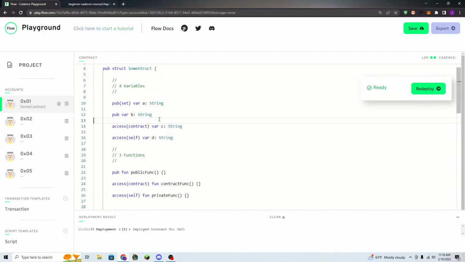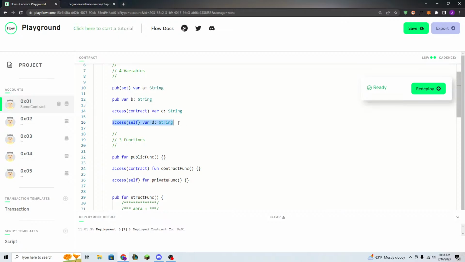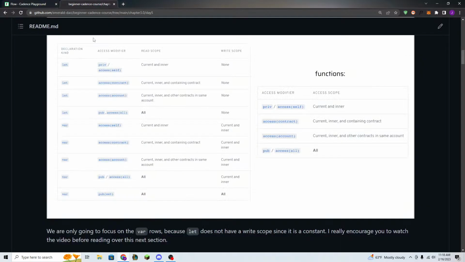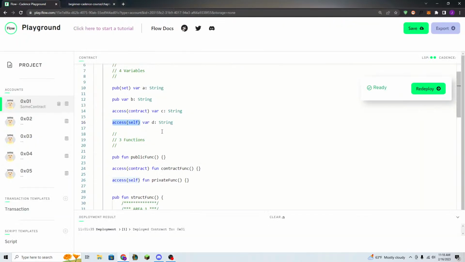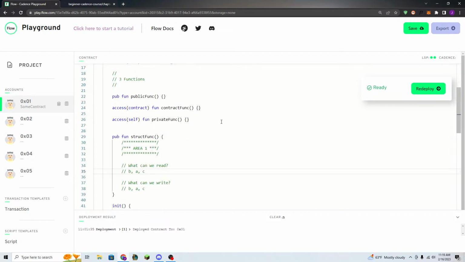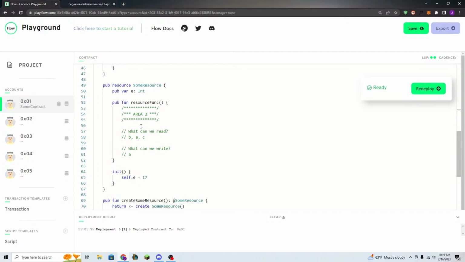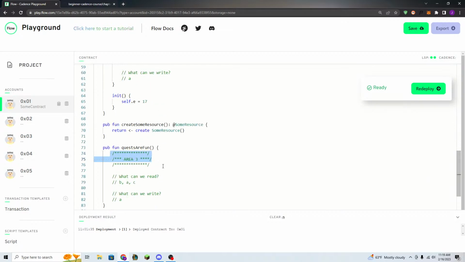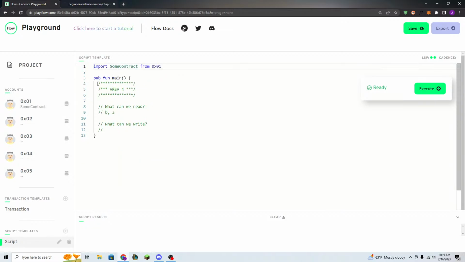Okay, so this is access self. Let's test this one out. So the read scope is current and inner, and the write scope is current and inner. For variable d, there's not too much fun. That just means we can read and write variable d inside this function, inside area 1. However, we definitely can't read or write it in area 2 or area 3 or area 4.